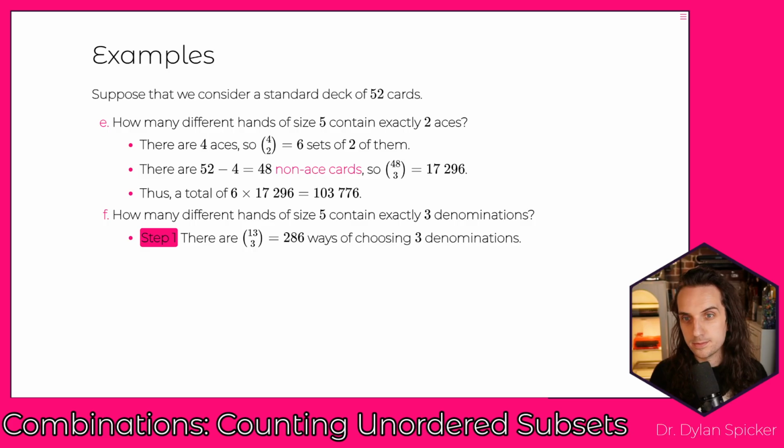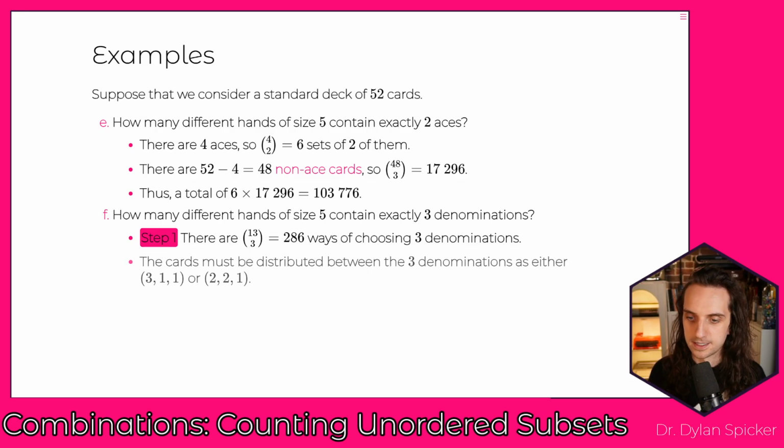Well, there are going to be 13 choose 3 ways of choosing our 3 different denominations. So we start by saying, what 3 different cards do we want? Do we want aces, 2s, and 3s? Do we want aces, kings, and queens? Do we want 7s, jacks, and 2s? Whatever, we choose 3 of our different denominations. That's our first step. And there are 286 different ways that we could have 3 denominations represented.